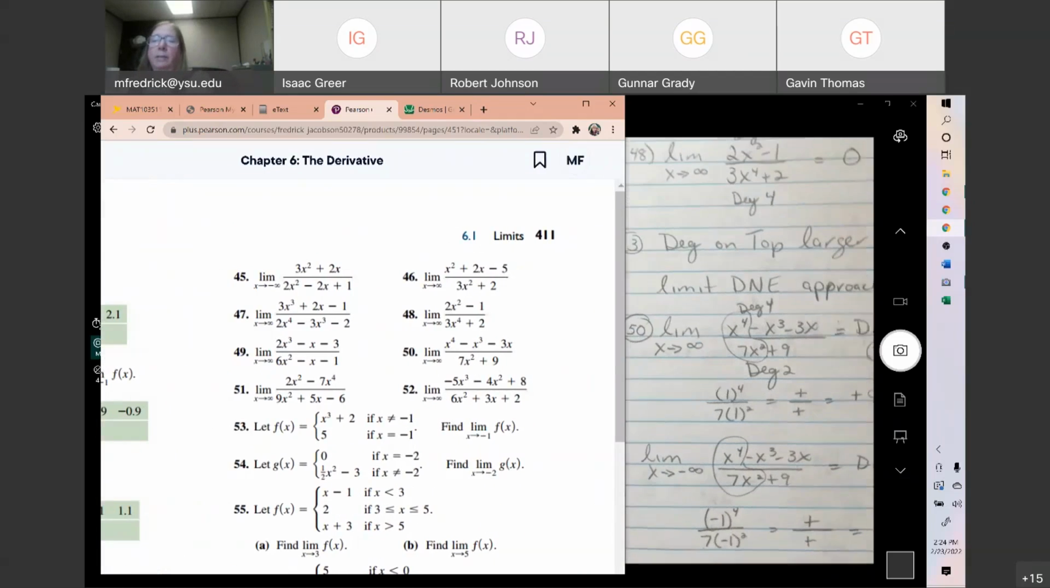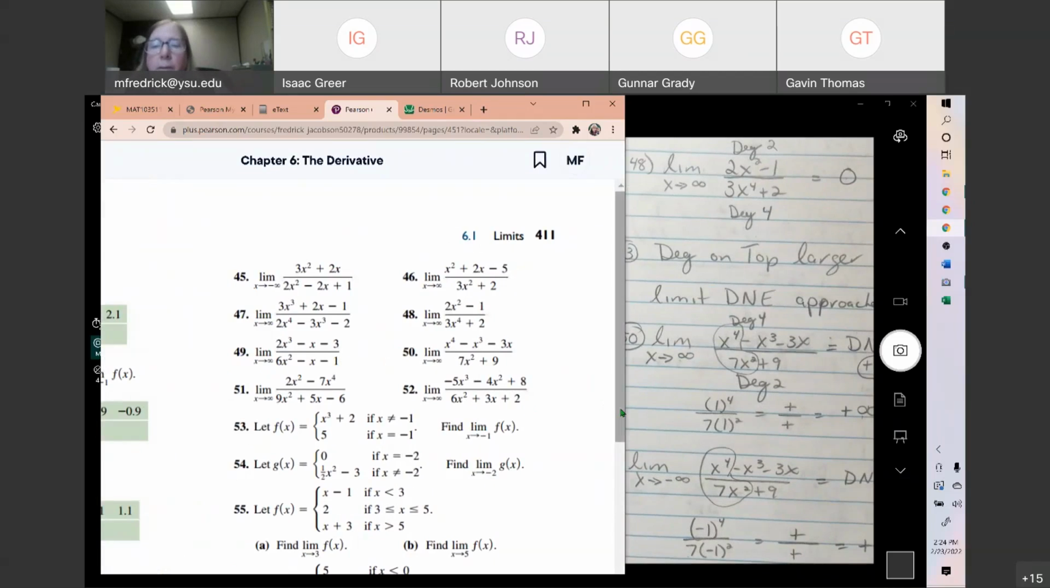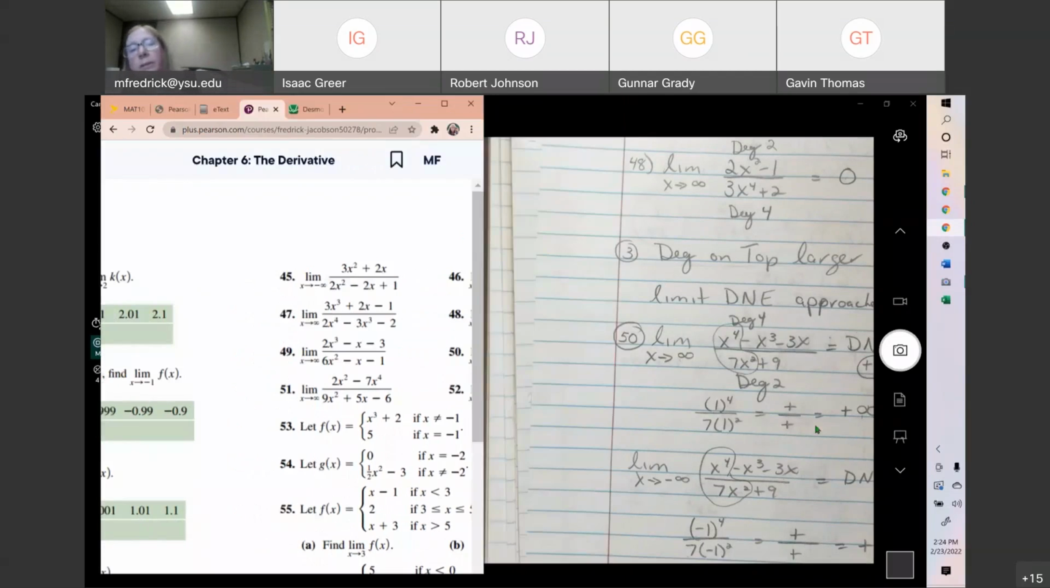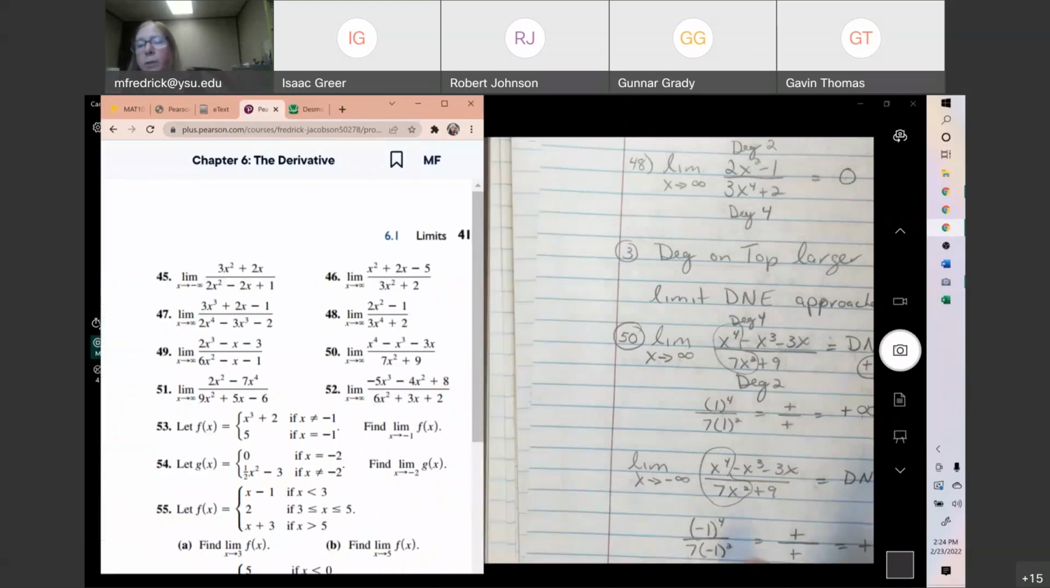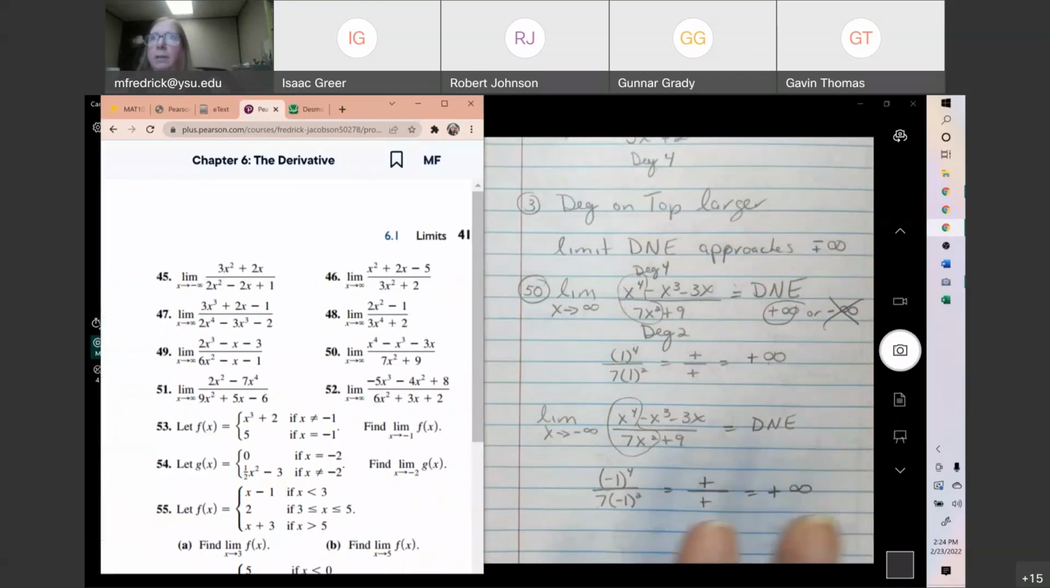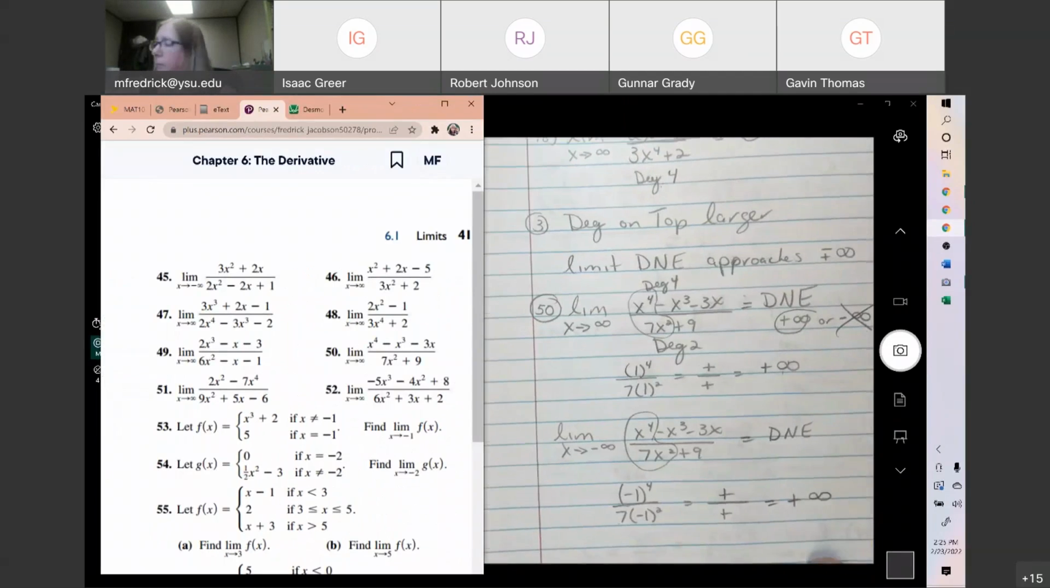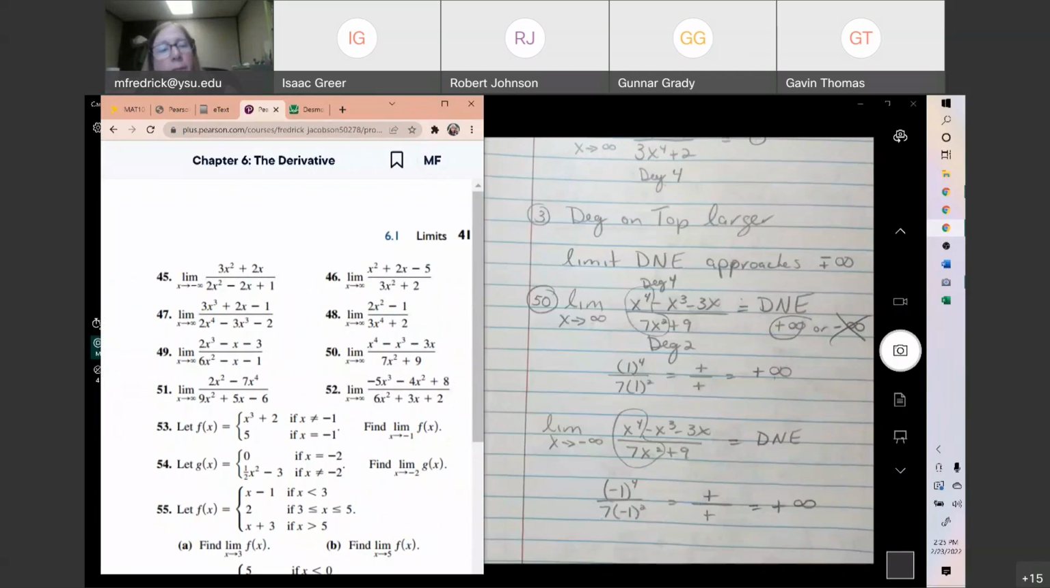So those are the cases for infinity. There's 3. You will need to know the plugging in one simply because on the in-class portion, you won't use Desmos. Any questions on that?